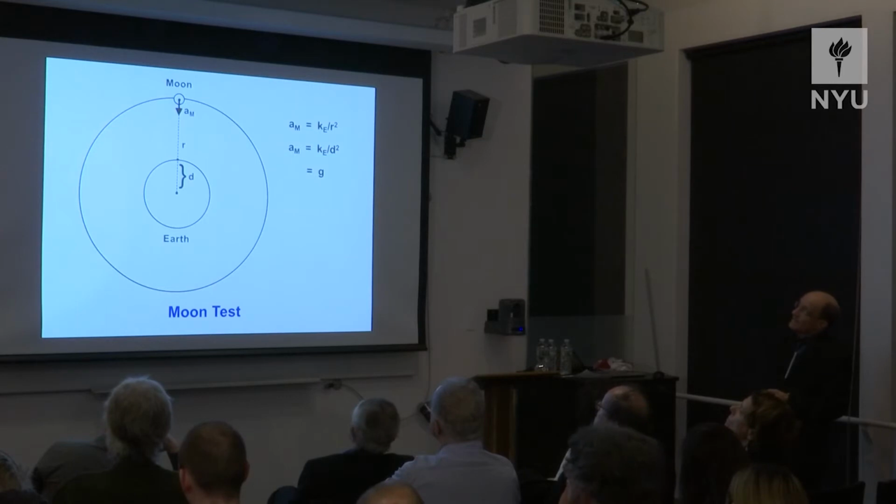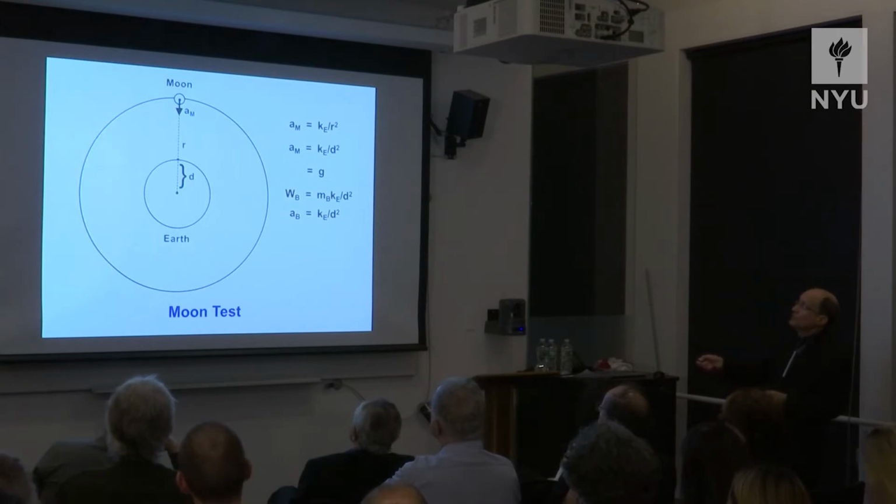Okay? And so then if you now just look at ordinary bodies near the surface of the Earth, their weight is going to be this also, and their acceleration is going to satisfy this, and again, it's going to equal g.